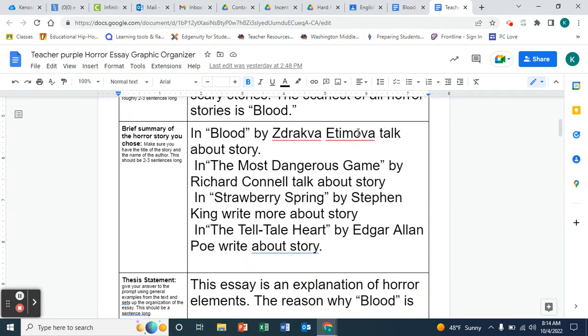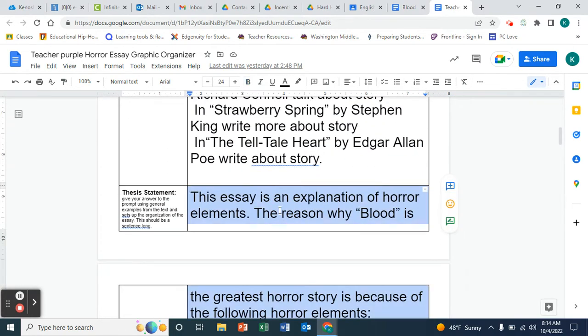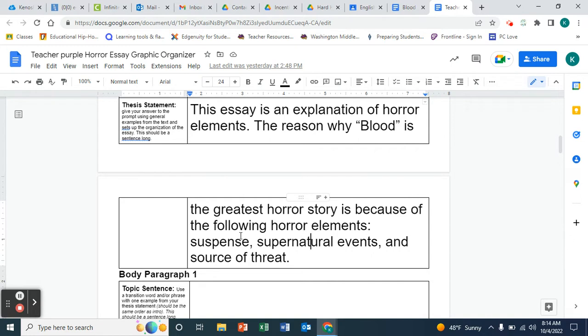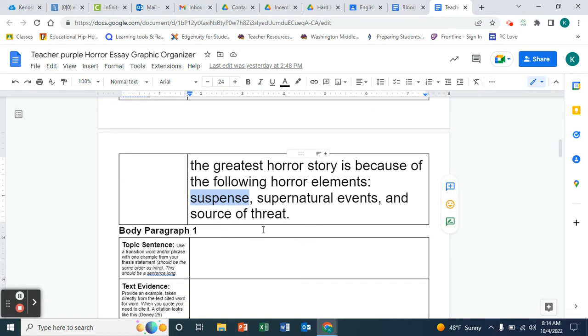When you do a body paragraph, everything must relate to the thesis statement. Everything does. And every body paragraph is about one of the horror elements within the thesis statement. So I have suspense, supernatural events, and source of the threat. First is going to be suspense. So the topic of our first body paragraph has to be about suspense.